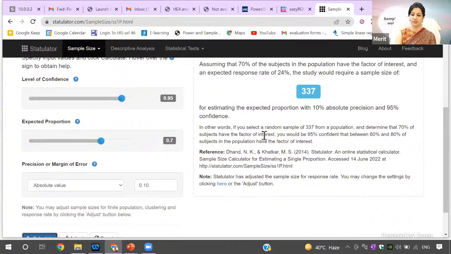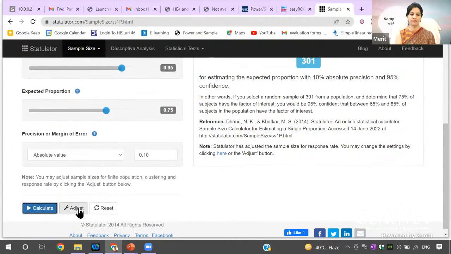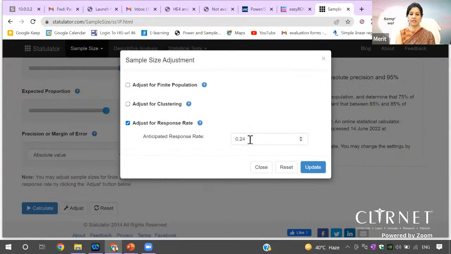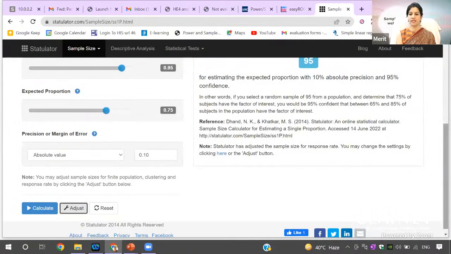That was using sensitivity. So remember, this is 337. Now I will use specificity, because as I said, you have to calculate the sample size using sensitivity and specificity separately, and whichever is larger, you have to take that. So I use 0.75, because specificity was 0.75. Again, adjustment needs to be done here. I will enter 0.76, because it will be 1 minus prevalence. So if you calculate the sample size, it is 95.